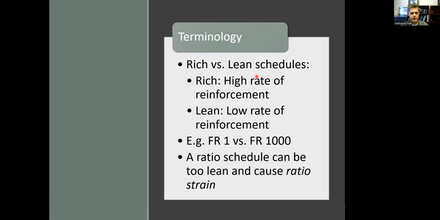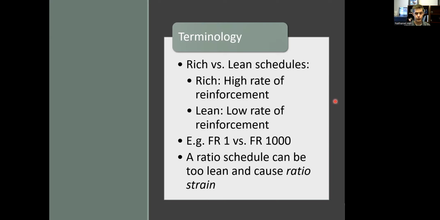In terms of terminology, we can call the schedules rich versus lean, where rich are going to be high rates of reinforcement. So like our continuous schedule, or an FR1, that would be a very rich schedule, or an FR2 or a VR2, right? Things that require very few responses and you get lots of reinforcement. Whereas you can have lean or low rates of reinforcement, might be a schedule like an FR 500, where it's going to take 500 responses until you get a reinforcer, you're going to get much less reinforcement on that schedule than an FR2, where it takes only 2 responses to get a reinforcer.